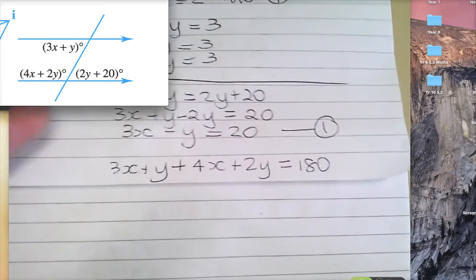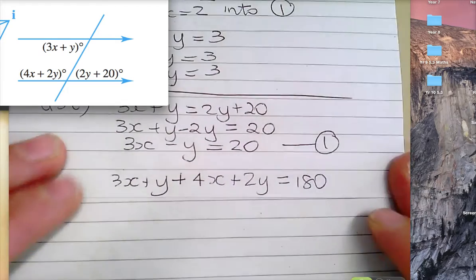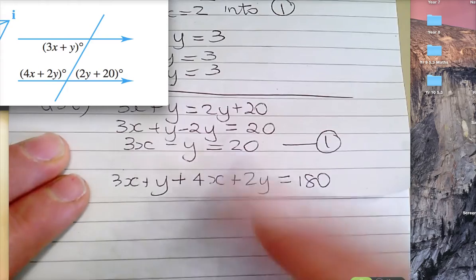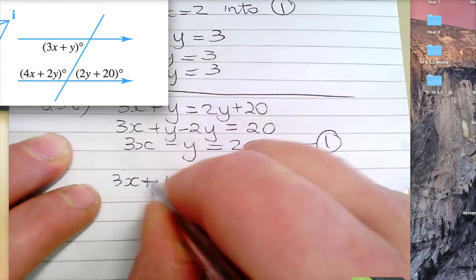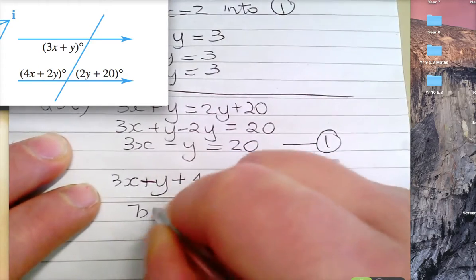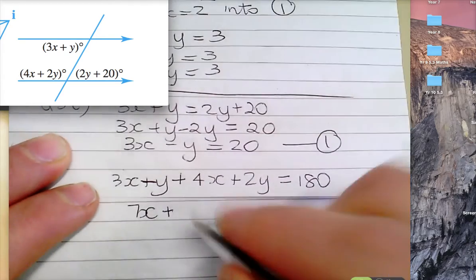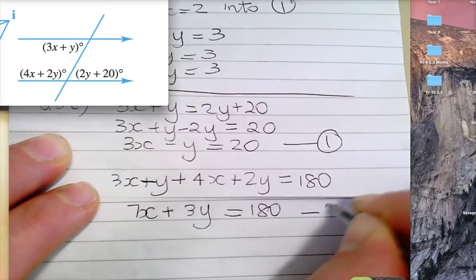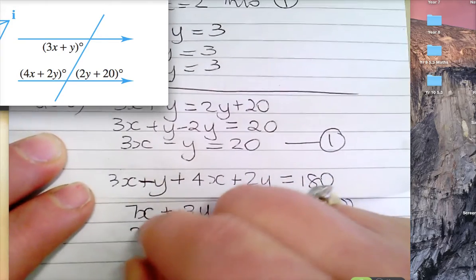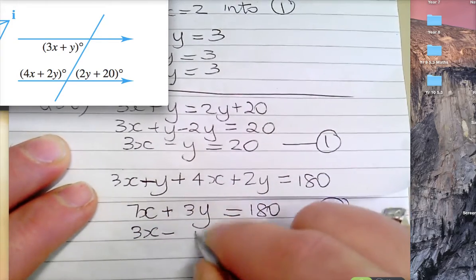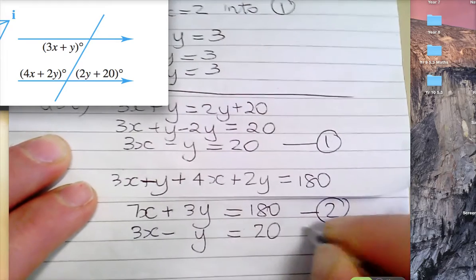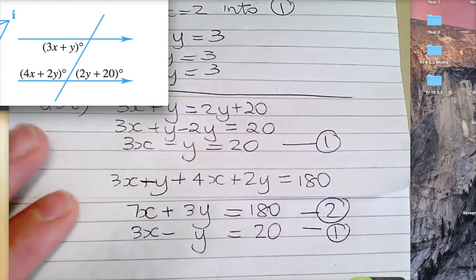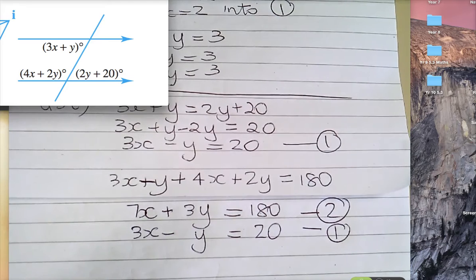Now, girls, all the x's and the y's are on the left, so just keep them there and collect like terms. 3x plus 4x is 7x plus what? 3y is 180. That's equation 2. I'm going to rewrite equation 1, which is 3x minus y is 20. Now, that's equation 1 just rewritten. So, girls, this time we're going to substitute.